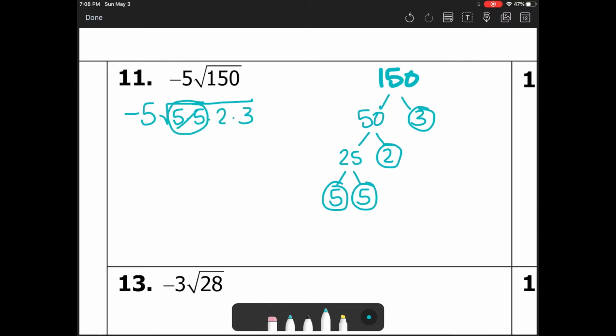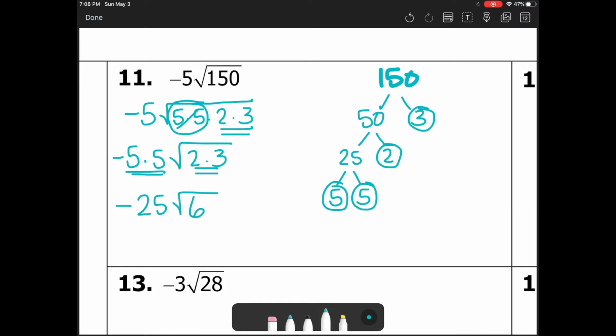Here's a pair right here, so I can pull out a 5, but I can't pull out anything here, so I'm going to keep the 2 times 3. Simplify the front, simplify the radicand, and there you go. So in this case, having a negative in the front just meant that our final answer was negative.